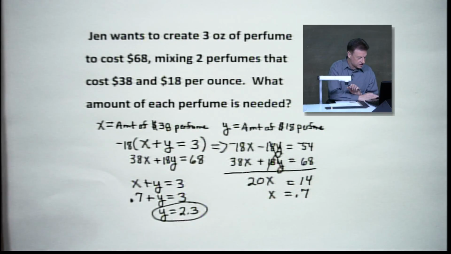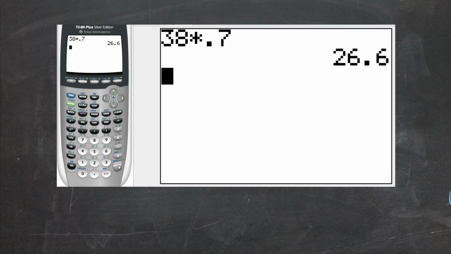Now, again, we're going to trust the calculator for us a little bit here. We know that first part works. They add up to 3. What we want to do is check out this cost, which is a little bit more off the wall. So we're going to take our 38. That's the more expensive perfume, and we said we had 7/10 of an ounce. So we're going to say times 7/10. So there's our cost there. This looks like about $26.60. And then we're going to take this 18 times 2 3/10, our other size.